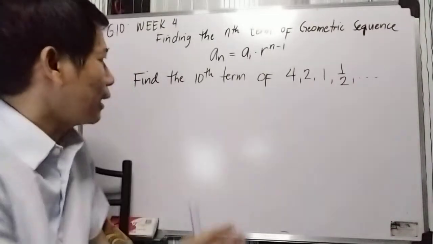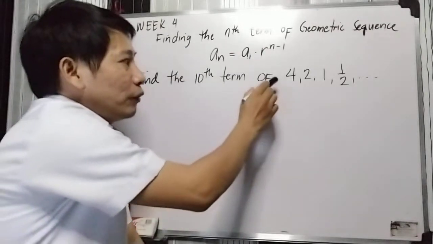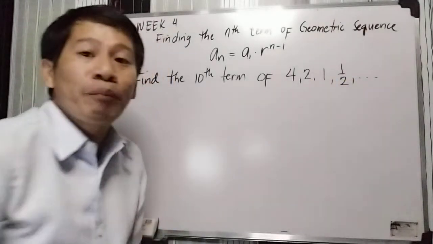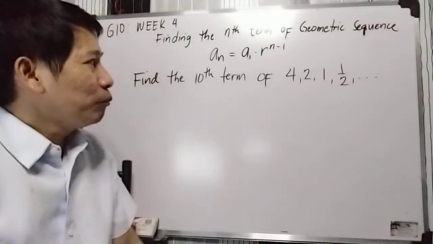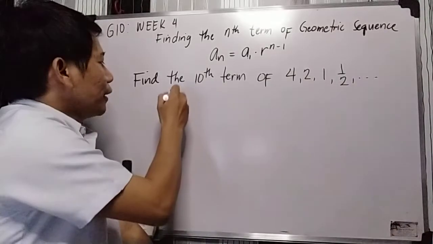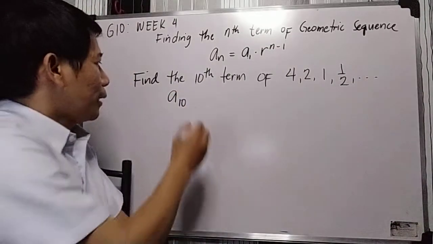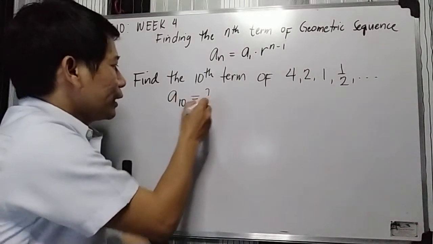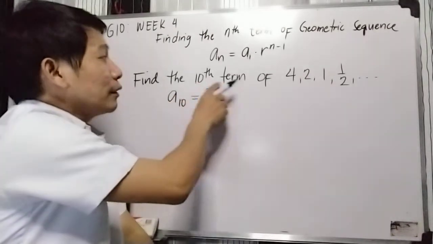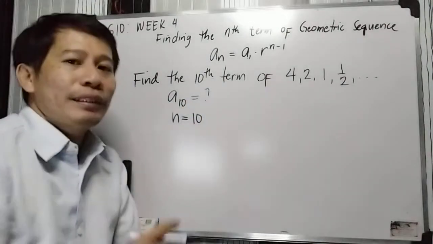Let us take this example. Find the 10th term of this geometric sequence: 4, 2, 1, 1/2, and so on and so forth. Again, we're going to find the 10th term, meaning we will find a sub 10, or yung pang-sampung term. Since we have here the 10th term, our n is 10, which is the number of terms.